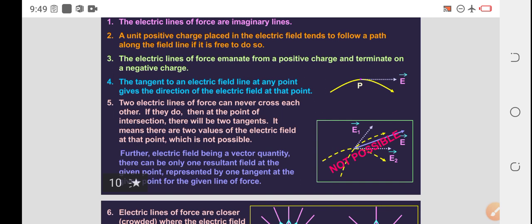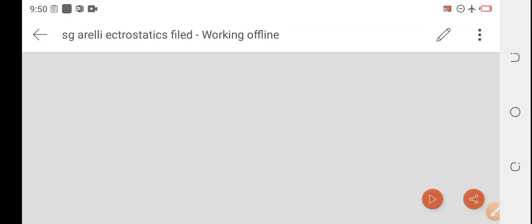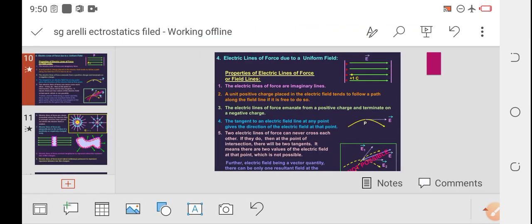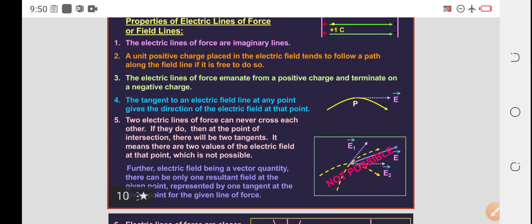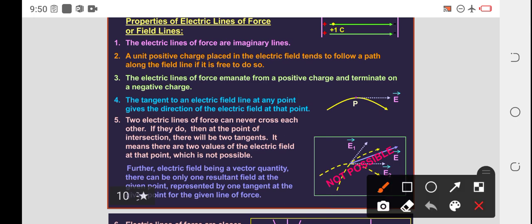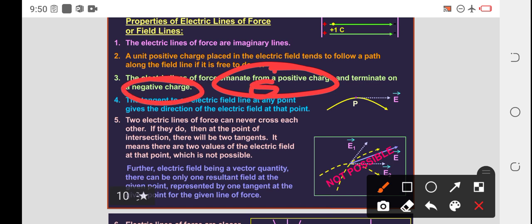Third one, the electric lines of force originate from positive charge and terminate at negative charge. So here the field line starts from the positive charge and ends at the negative. Here, the positive charge is where it starts, and the negative charge is where it ends.